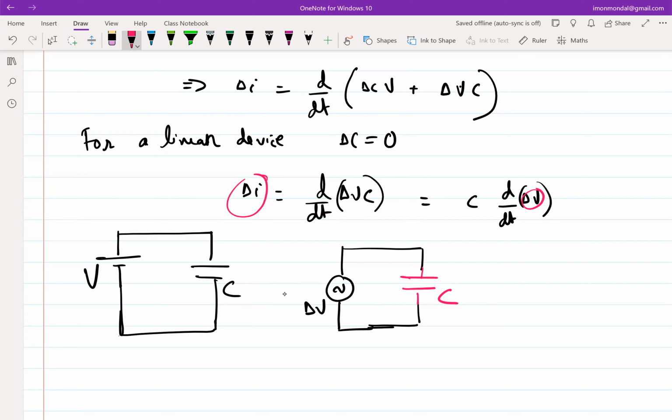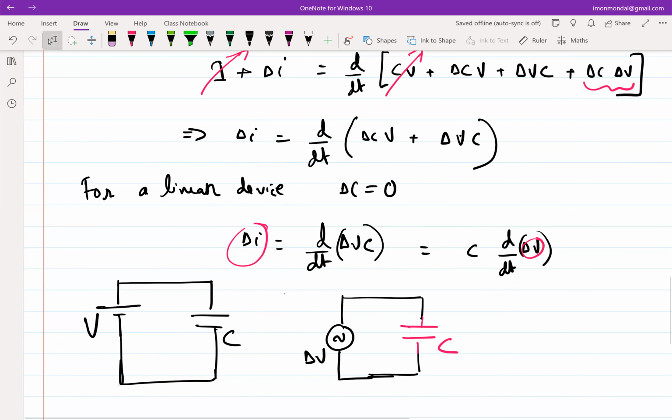But let's say this had been a nonlinear capacitor, where the capacitance would have been changing. So what should I have done? Right, exactly. Del C will not be equal to 0, which means I cannot just simply say that the original capacitor remains a capacitor. So I cannot do this.